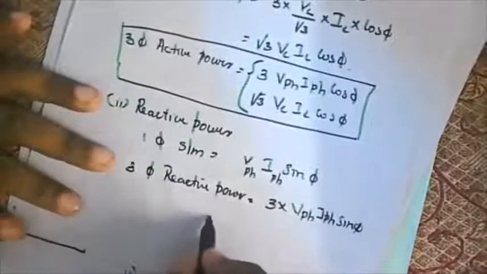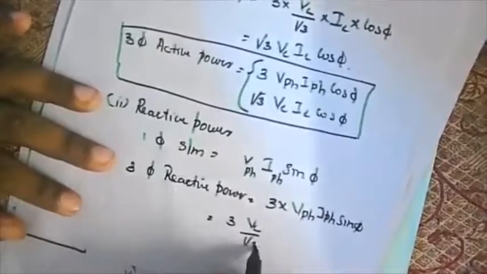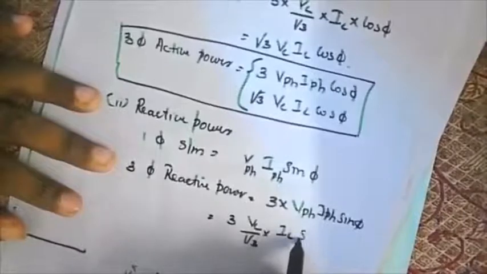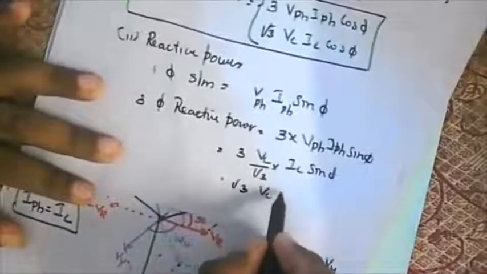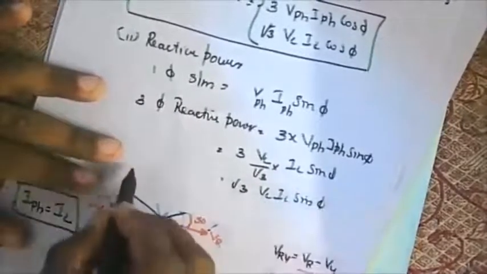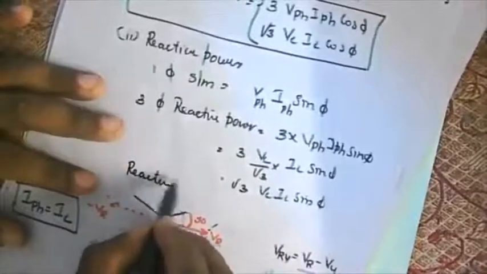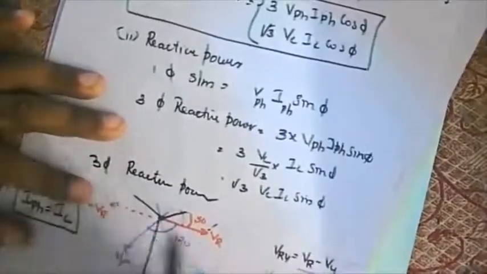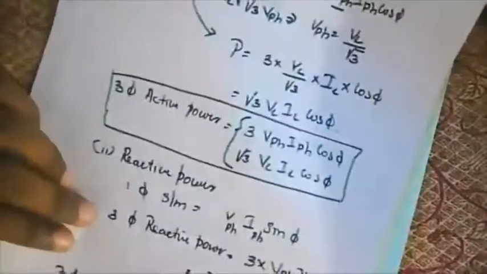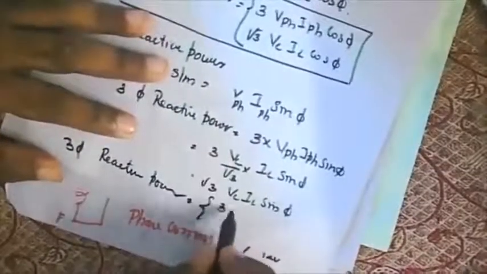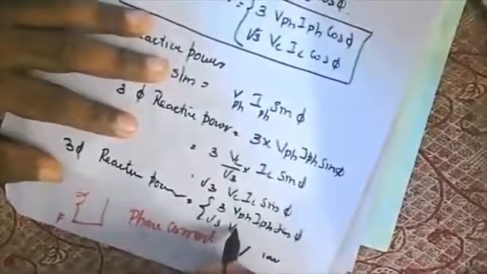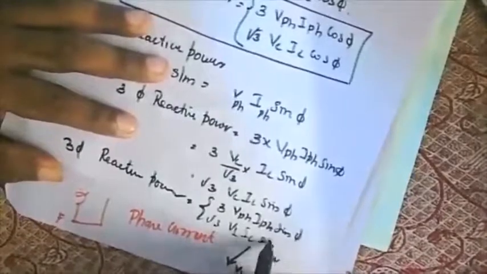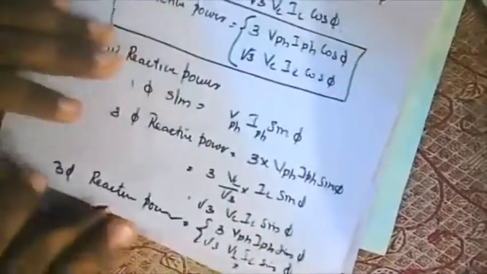I can replace V phase with VL by root 3. That is equal to 3 VL by root 3. As per the previous case, I phase is IL into sin phi. So I will get root 3 VL IL sin phi. Three-phase reactive power has two equations: 3 V phase I phase sin phi or root 3 VL IL sin phi.